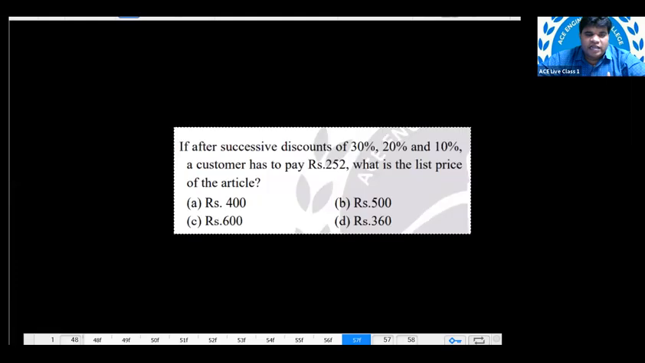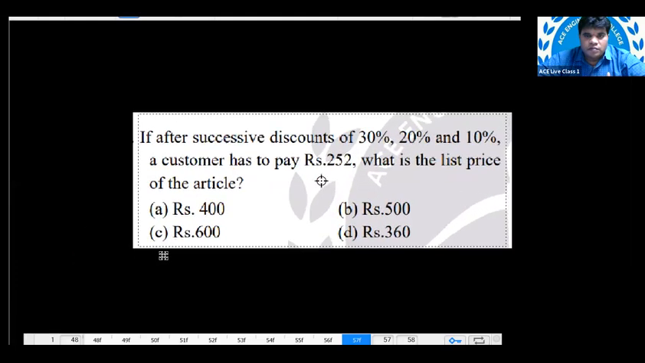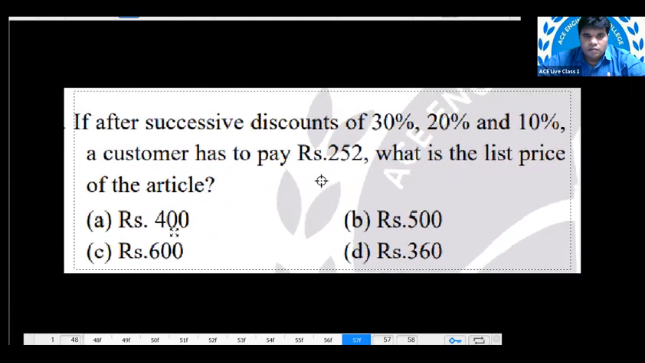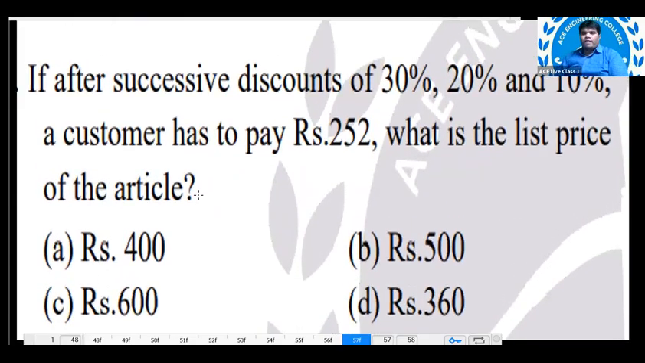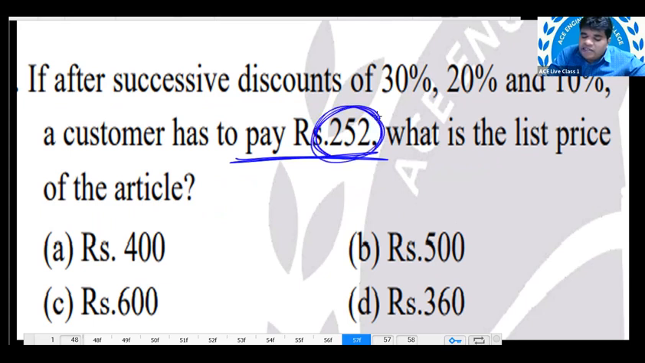Use the calculator and tell me the answer. Customer has to pay 252. Customer has to pay 252 means what is this? Is it a selling price or cost price? Selling price. In profit and loss, we are the shopkeepers, not the customers. This 252 is the selling price. I want the cost price of the item. Simplify and tell me the answer.